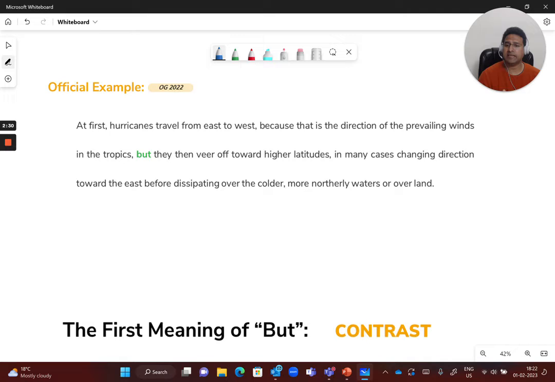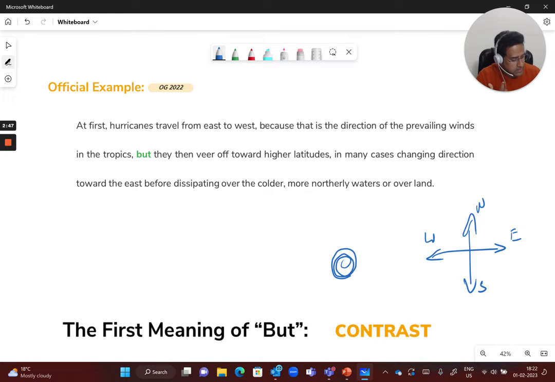At first, hurricanes travel from east to west. Okay, interesting. So let's say this is north, south, east and west. At first, hurricanes travel from east to west. Okay, because that is the direction of the prevailing winds in the tropics. But they then veer off toward higher latitudes.